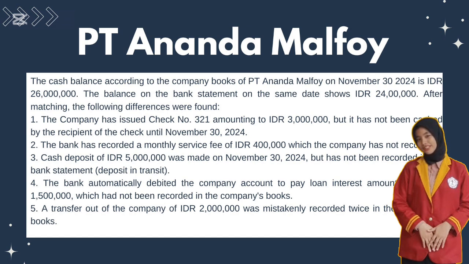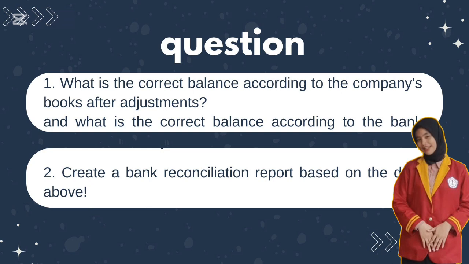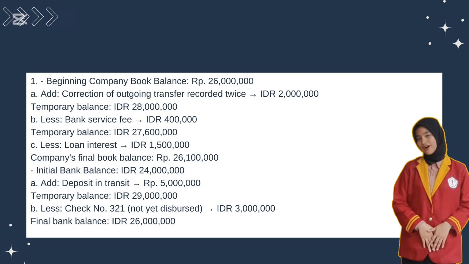The bank recorded a service fee of $400,000, but it has not been recorded in the company's books. A cash deposit of $5,000 has been made, but has not been recorded in the bank statement. The automatic loan interest payment of $1,500,000 was recorded by the bank, but not yet recorded by the company. An outgoing transfer of $2,000 was mistakenly recorded twice in the company's books.